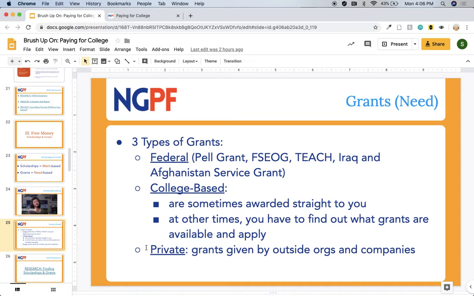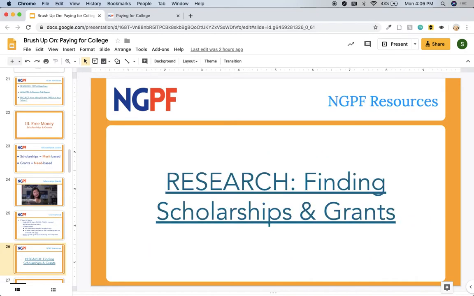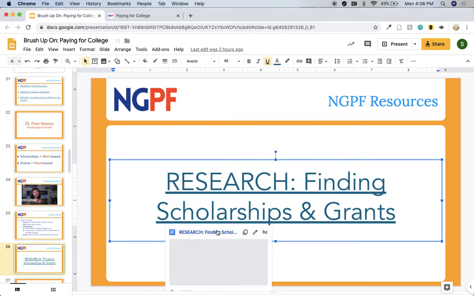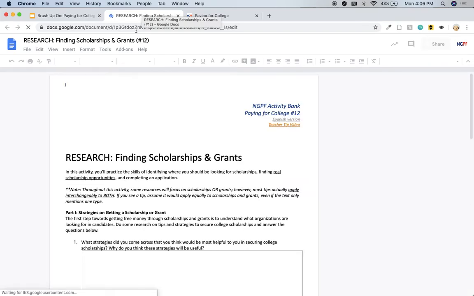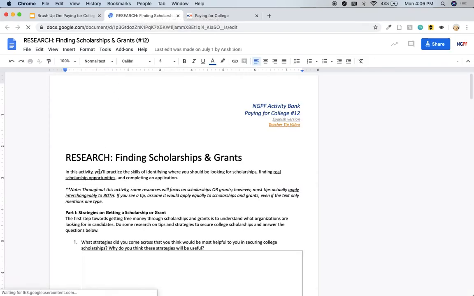And then finally, the third type of grant is private. So these are grants given by outside organizations and companies, and so students will have to do some research to find those opportunities as well. And of course, NGPF has a resource that helps students do real research on finding scholarships and grants that they may be eligible for. So again, this can be found in our lessons and also on the Paying for College unit page.